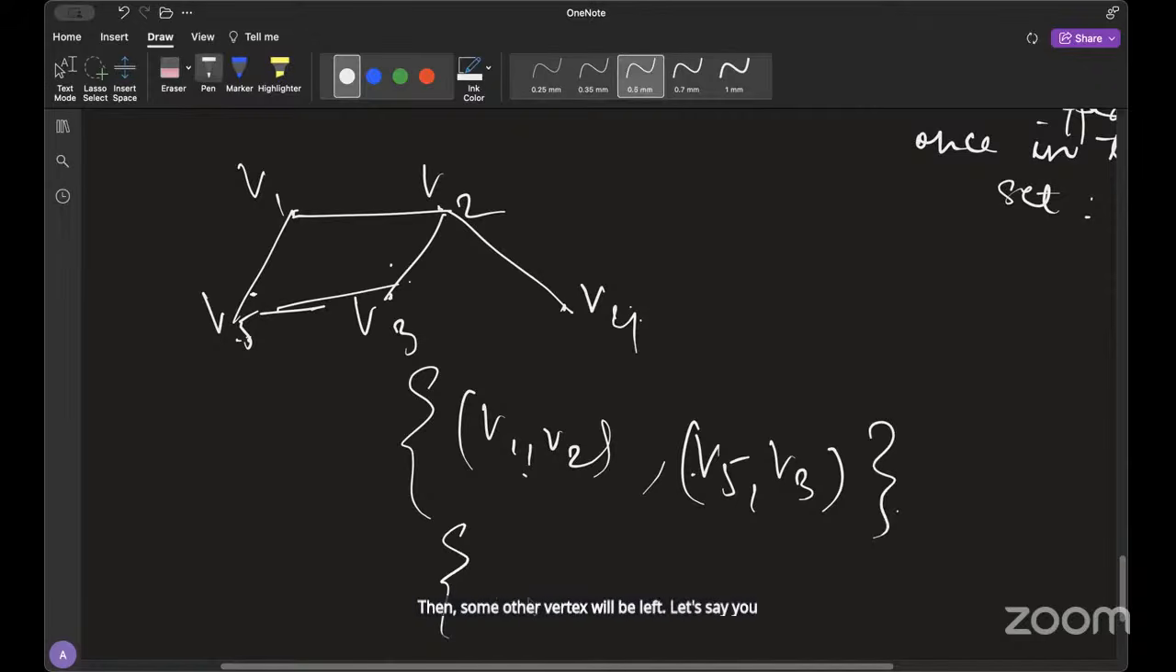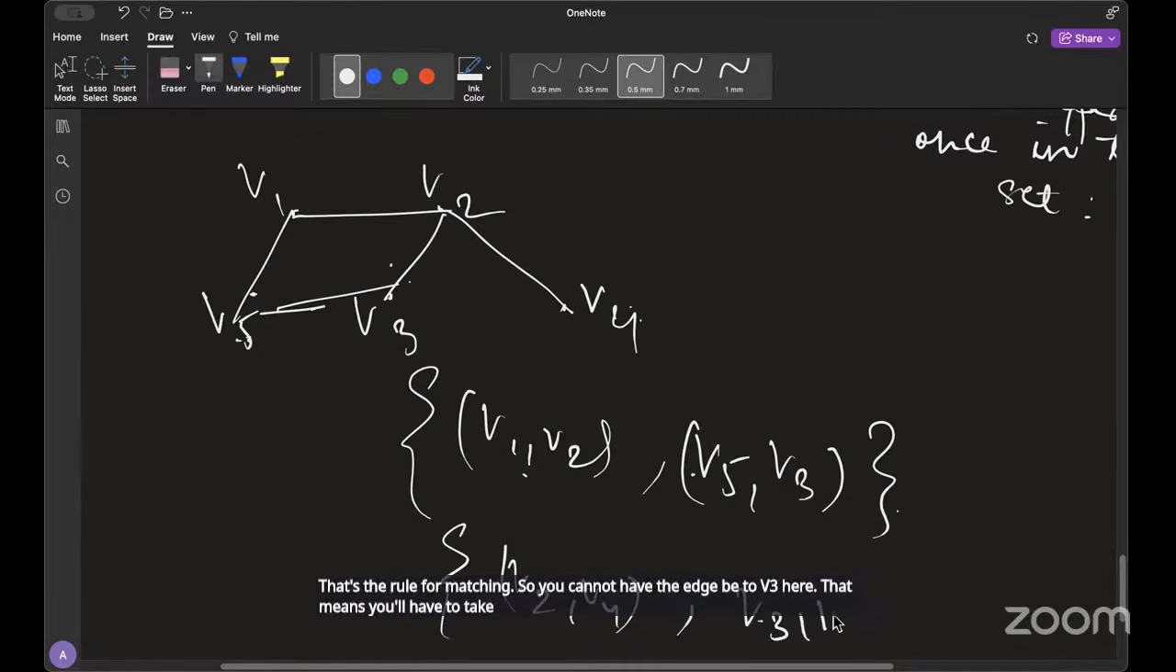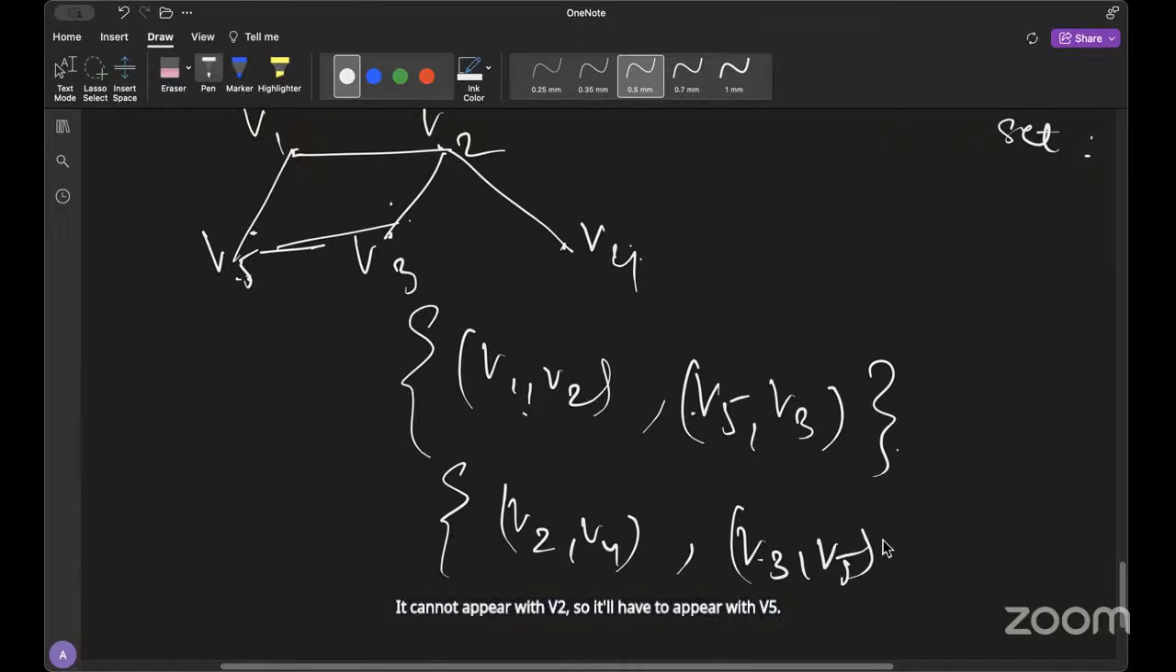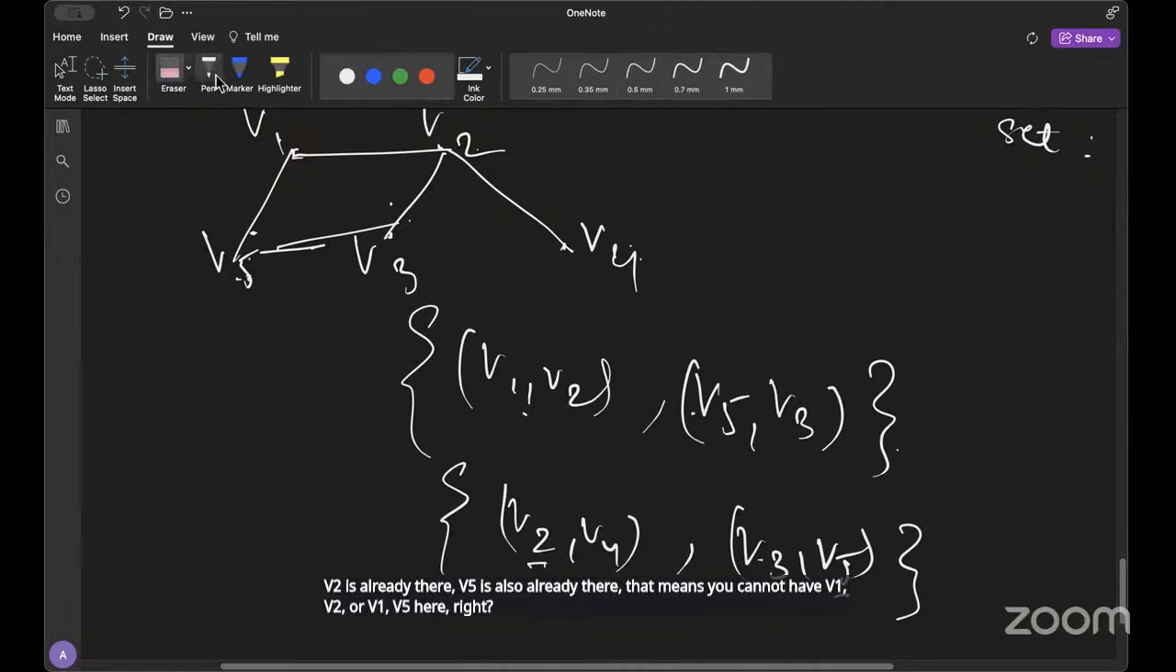Let's say you start from here, then you will have V2, V4 here. Then because V2 has been covered and you cannot have it the second time, that's the rule for matching, you cannot have the edge V2, V3 here. That means you will have to take V3, V5. That's the only choice left for V3. V3 has to appear here. It cannot appear with V2, so it will have to appear with V5. And then these are covered. V1 only had two choices, V1, V2, and V1, V5. V2 is already there. V5 is also already there. That means you cannot have V1, V2 or V1, V5 here, right? That means V1 is left this time.